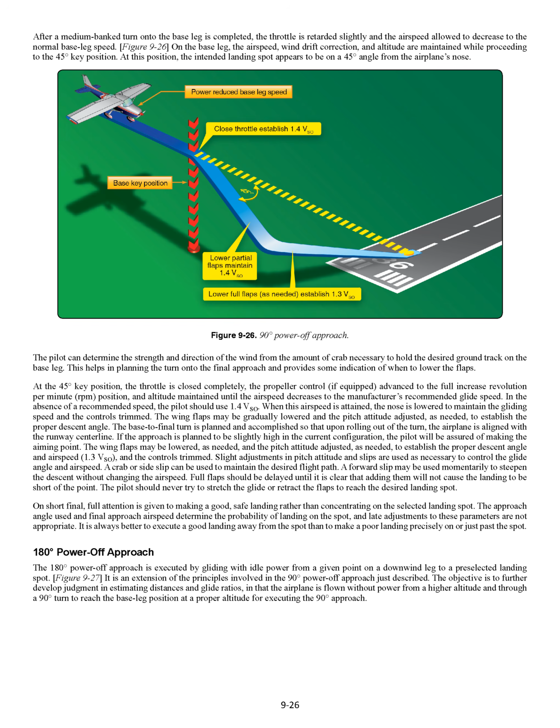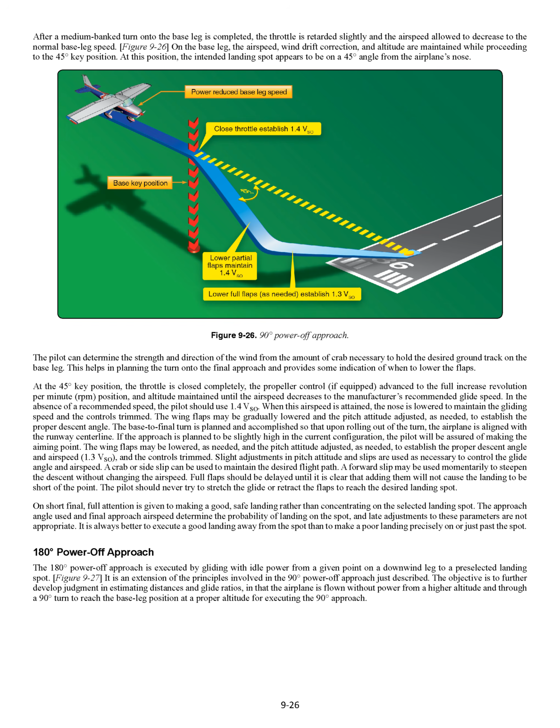When this airspeed is attained, the nose is lowered to maintain the gliding speed and the controls trimmed. The wing flaps may be gradually lowered and the pitch attitude adjusted, as needed, to establish the proper descent angle. The base to final turn is planned and accomplished so that upon rolling out of the turn, the airplane is aligned with the runway center line.